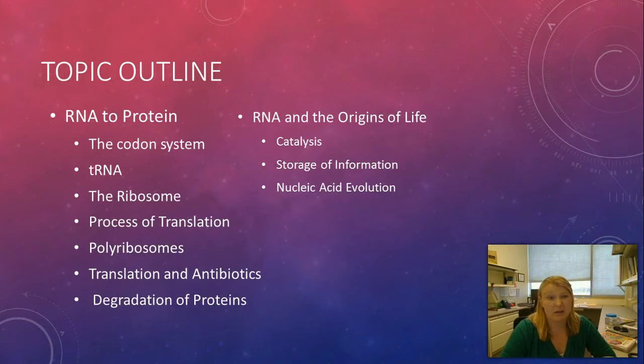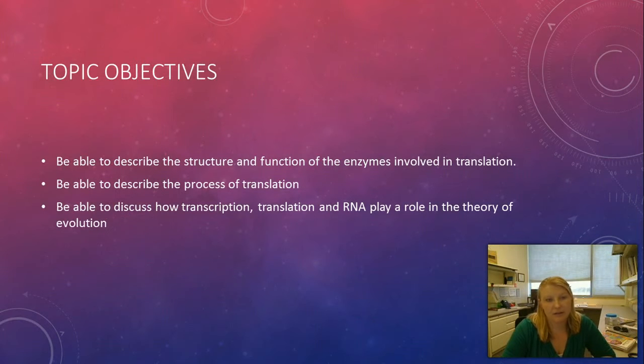So as I said, for today, this topic outline, we're going to talk about RNA to protein, which means we have to talk about the codon system, tRNAs, the ribosome again. We're going to really break down the structure of the ribosome. Talk about the process of translation, polyribosomes, translation antibiotics, and the degradation of proteins. We talked about how RNA is degraded in the last topic. In this topic, we're going to talk about how proteins are degraded. Then we're going to wrap up by talking about RNA and the origins of life with catalysis, the storage of information, nucleic acid evolution.